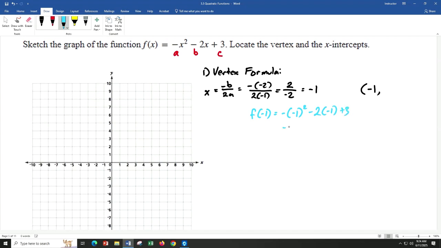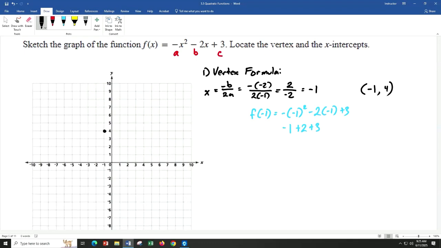That's going to give me negative 1 plus 2 plus 3, which is going to give me, should get a 4. There's my point. Now that's one way to do it. That's to find your vertex. So notice I can come in here and go, okay, sweet. At negative 1, 4, I have that.